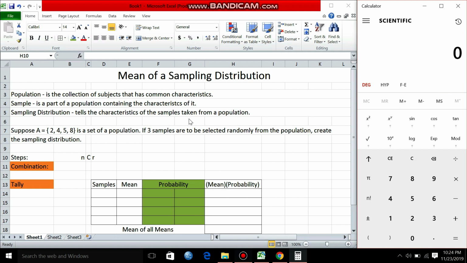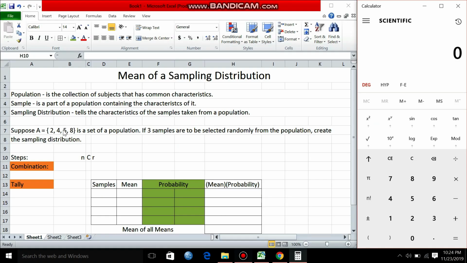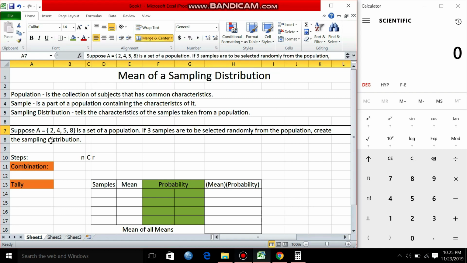In every sample that we take, there are characteristics that will emerge from it, and one of those characteristics is the mean. Let us now explore how to determine the characteristics of every sample or sampling distribution. For example, we have a set of numbers containing 2, 4, 5, and 8, and let's call it a population. Suppose we take 3 samples from these 4 numbers.